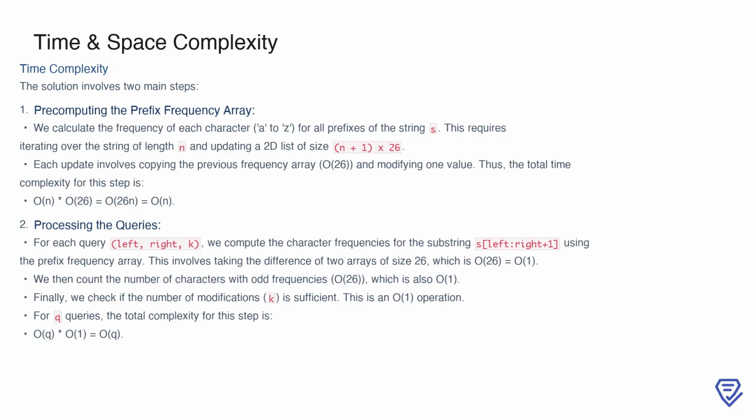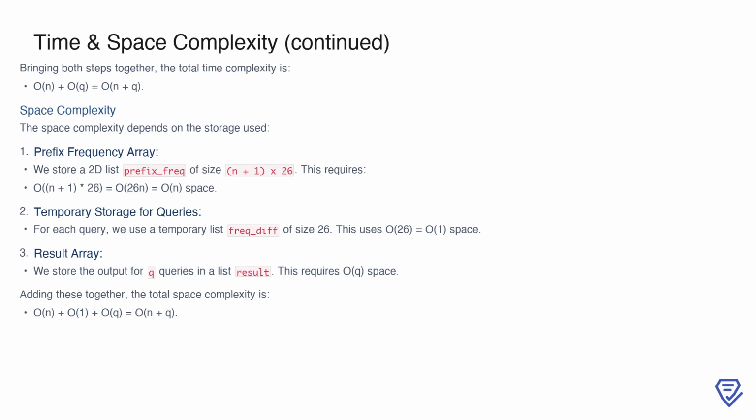Next, we process the queries. For each query, we determine the character frequencies for the specified substring using the prefix frequency array. This is efficient because it only involves subtracting two arrays of size 26, which takes constant time. Additionally, we count odd frequencies and check whether the allowed number of modifications is sufficient, both of which are also constant time operations. With q queries in total, the time complexity for this step is O(q) multiplied by the constant O(1), which simplifies to O(q). By combining the time complexities of the two steps, we find that the total time complexity of the solution is O(n) for the prefix computation and O(q) for query processing, resulting in O(n plus q).